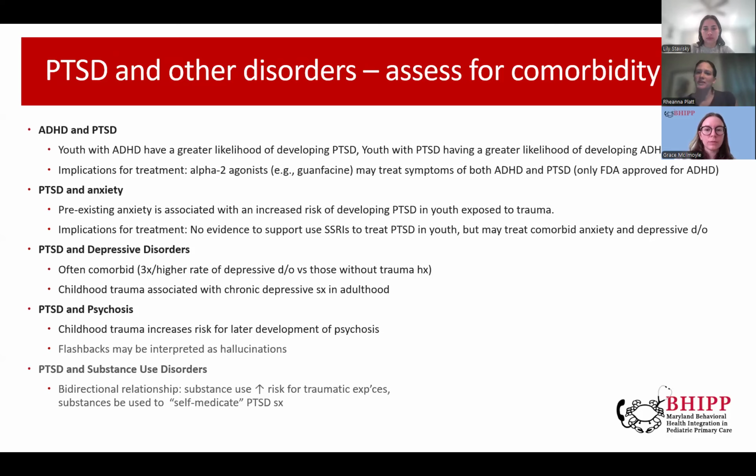So in terms of comorbidities, just to go through some of the conditions that are commonly comorbid with PTSD. Kids with ADHD, a lot of these you'll see are bidirectional, right? So kids with ADHD have a greater likelihood of developing PTSD, and there's some question, right? Does impulsive behavior lead to a higher likelihood of traumatic events, or is there the same thing that's preceding both of them? Importantly, as it relates to a practical treatment guide, alpha agonists can treat hyperarousal symptoms that might be present both in ADHD and PTSD.